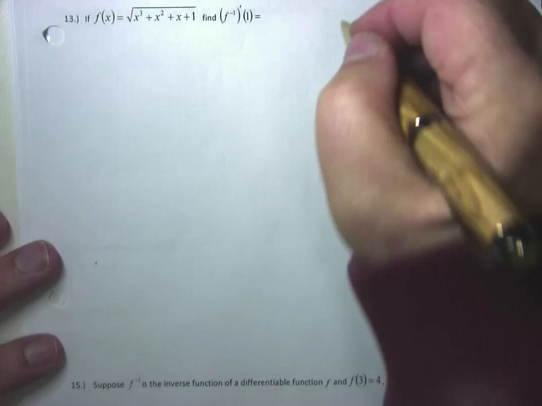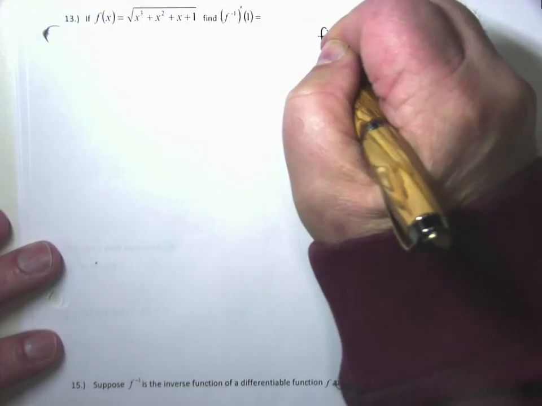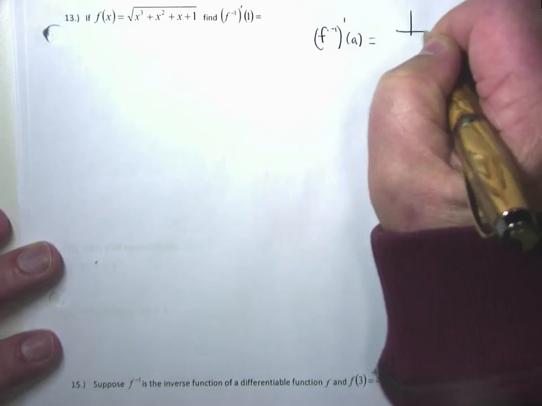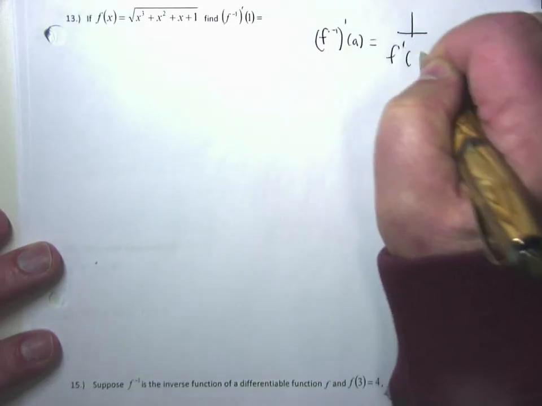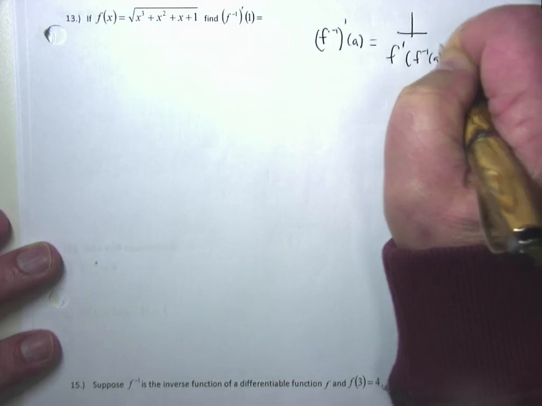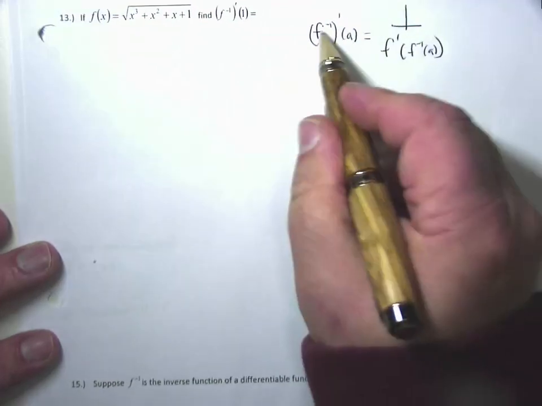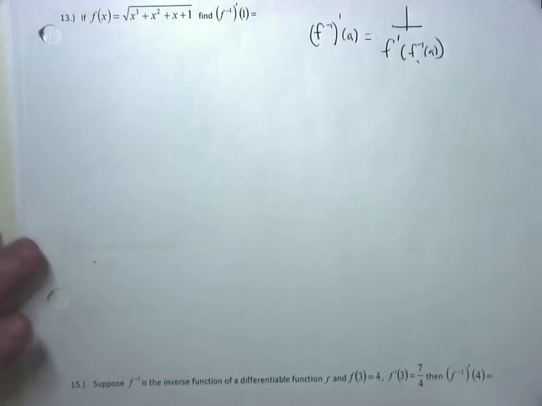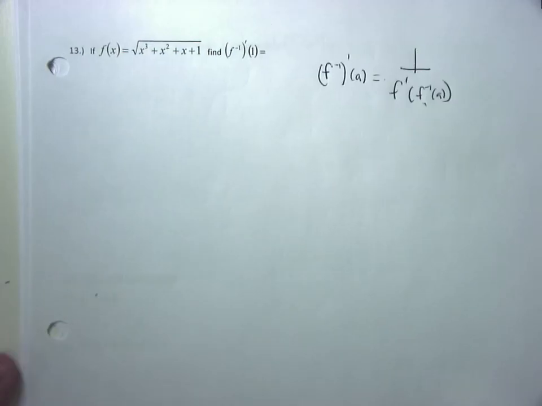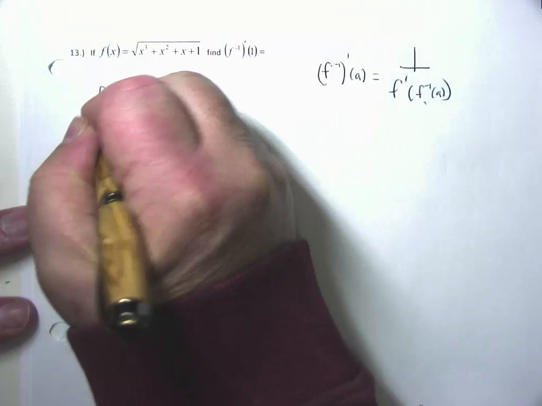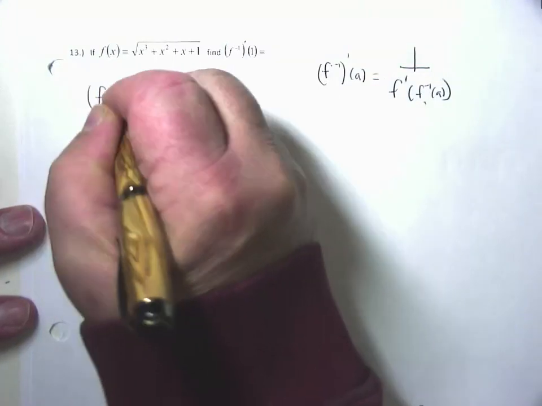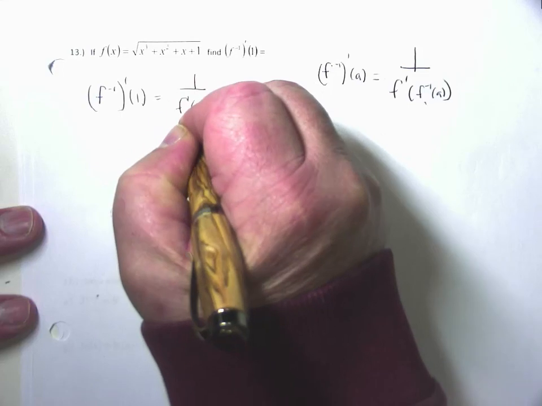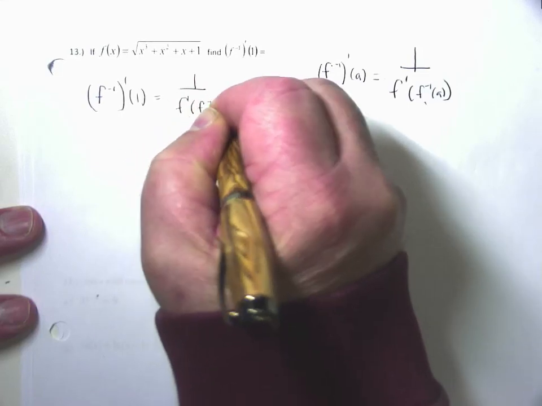But luckily I have the formula memorized. You should too. F inverse prime of a is equal to 1 over f prime of f inverse of a. It just reverses the rules here. F inverse prime of a is equal to 1 over f prime of f inverse of a. So when they want f inverse prime of 1, that's going to be the same thing as 1 over f prime of f inverse of 1.